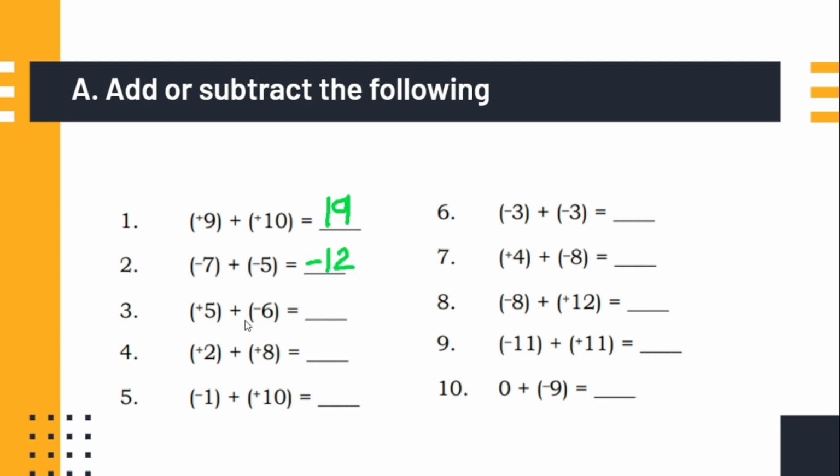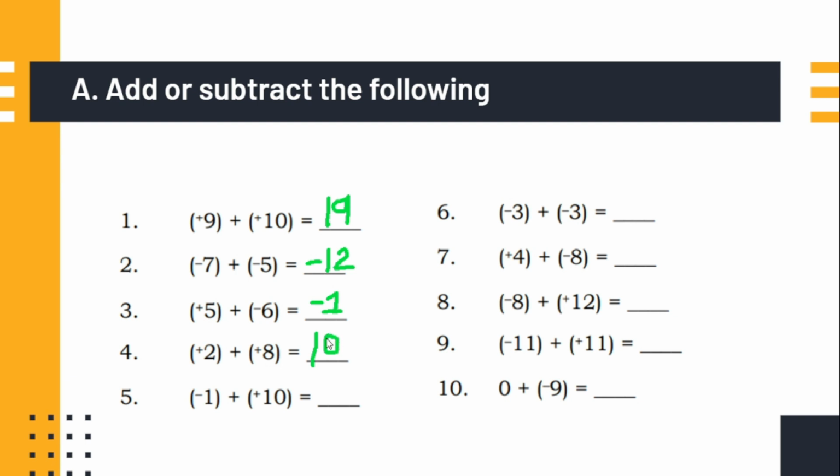Another, positive 5 plus negative 6. O, magkaibang sign. Sinong lamang sa kanila? Disregard yung kanilang sign. Yung 6, tama. Ilan ang lamang niya kay 5? Isa lang. Ano siya? Negative siya. So, negative 1. Okay? How about this? 2 plus 8. So, that is 10.